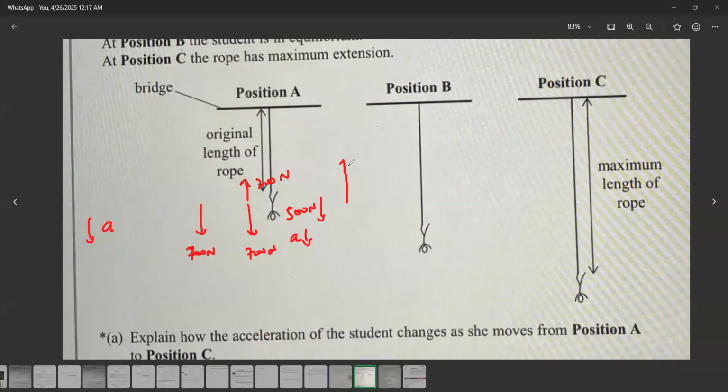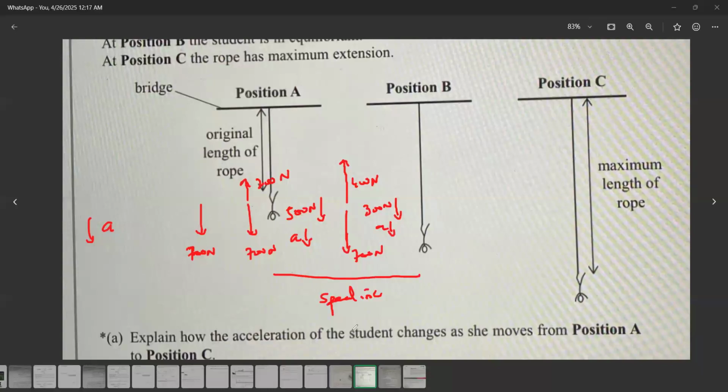Further, as the rope is stretching, what will happen? Let's say it is 400 Newton of tension and 700 Newton of weight. So there's a resultant force of 300 Newton. The resultant force is still downward, so he will accelerate downward. So in all these cases, his speed will increase, but the acceleration will decrease.